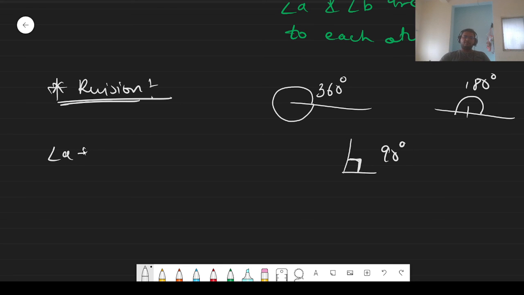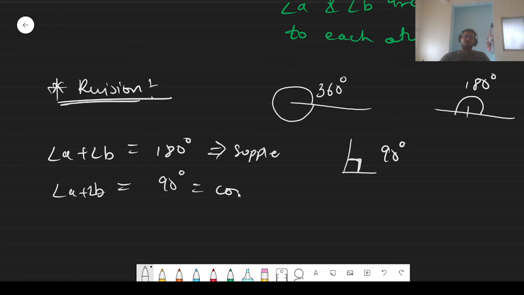If angle A plus angle B equals 360 degrees, sorry, equals 180 degrees, it is called a supplementary angle. And if angle A plus angle B equals 90 degrees, it is called a complementary angle. Fine. Supplementary angles. It is written here, I hope you are able to read it.